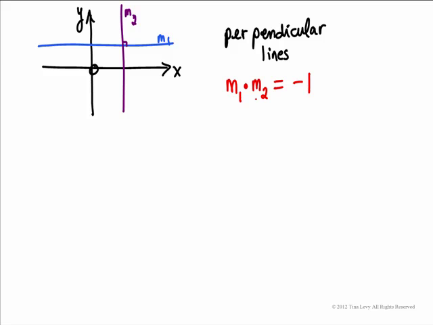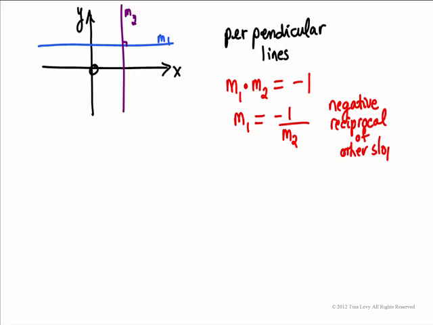If we divide both sides by M2, another way of saying that is M1 is -1 over M2, which means it's the negative reciprocal of the other slope. So another way of thinking of this is that one slope is the negative reciprocal of the other slope.